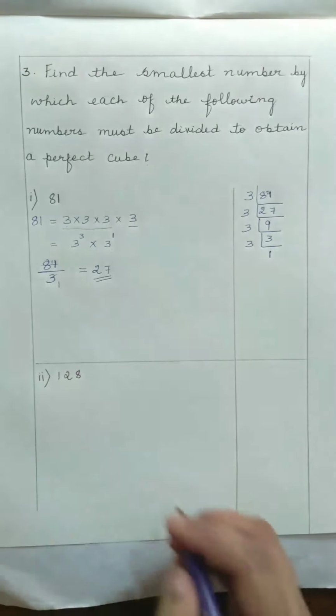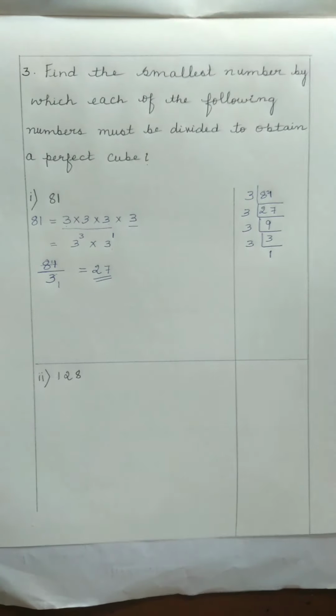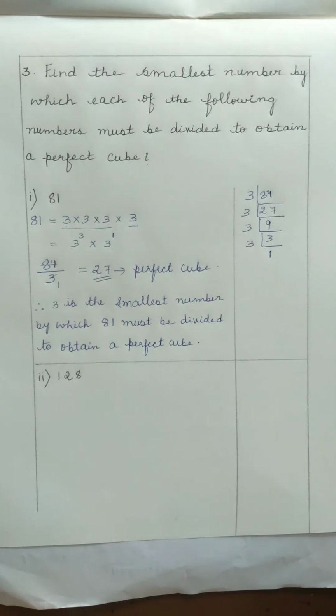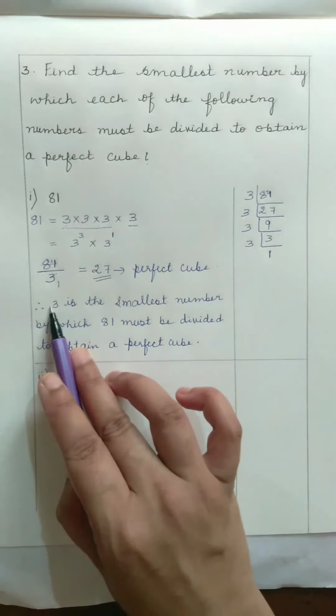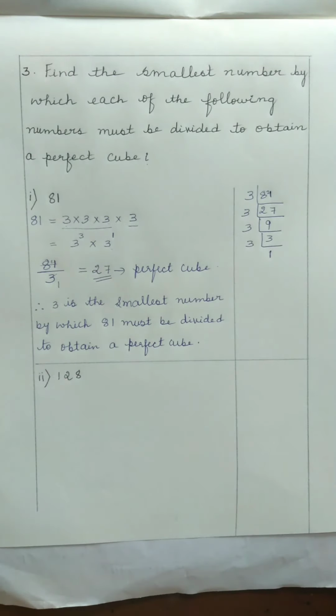So, whether 27 is a perfect cube, children? Yes, 27 is a perfect cube because 3 cube is equal to 27, which is the perfect cube. Therefore, when 27 is a perfect cube, the smallest number by which 81 should be divided to make a perfect cube will be 3. So, 3 is the answer.